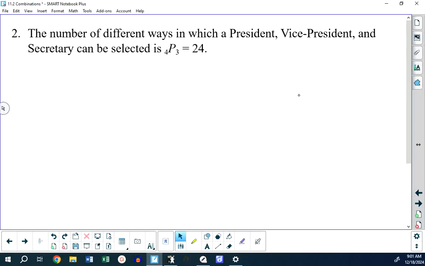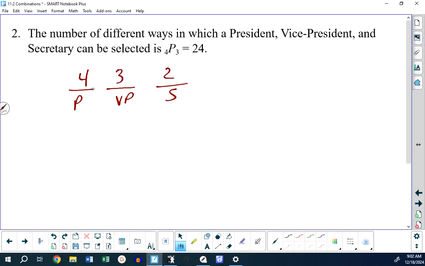Since it's a permutation, we can just take a shortcut and say 4p3. You could use the fundamental counting principle and say this is the president, this is the vice president, and this is the secretary. How many different people can you choose for the president? 4. For the vice president, you're down to 3, and then down to 2. And you can confirm that that's 24. Are you with me on that?